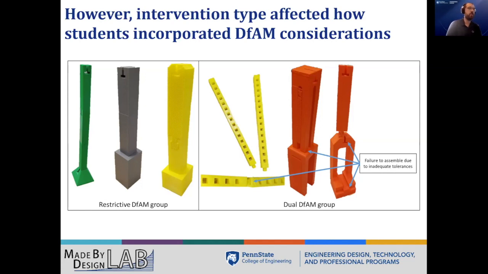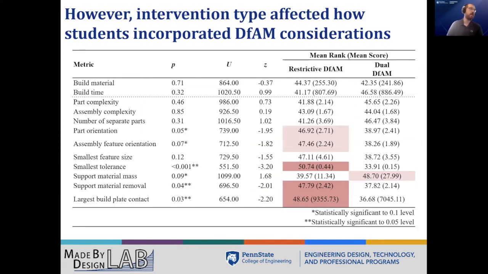On the other side, for the dual group, you can see that they're starting to leverage a little bit more of the design freedom associated with additive manufacturing. But in these cases, they weren't able to be assembled because the tolerances were improper, right? And that tolerance is more of a restrictive concept.